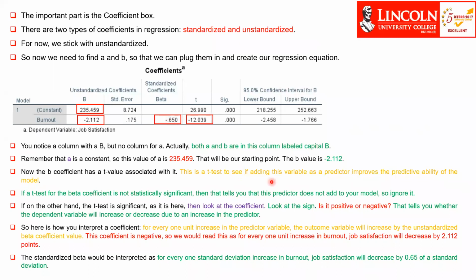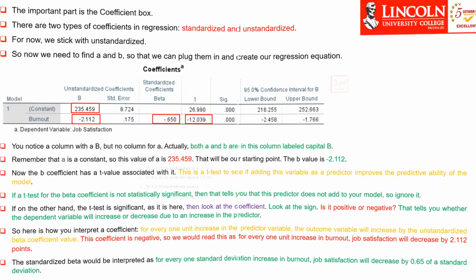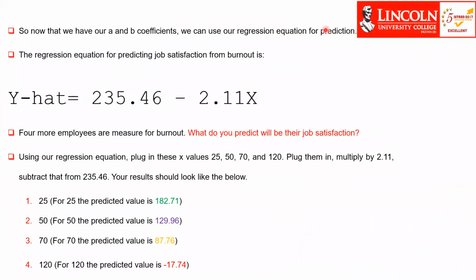Now that we have our A and B coefficients, we can use our regression equation for prediction. The regression equation for predicting job satisfaction from burnout is this. Remember, this is our A, this is our B. Now, four more employees are measured for burnout. What do you predict will be their job satisfaction? Using our regression equation, we plug in these X values: 25, 50, 70, and 120. You multiply by 2.11 and subtract that from 235.46.